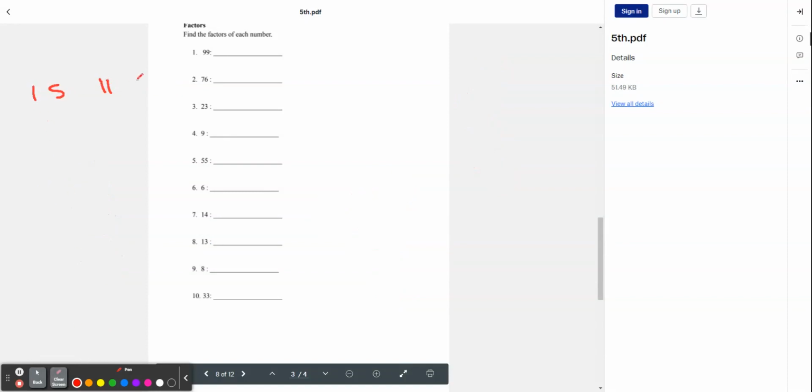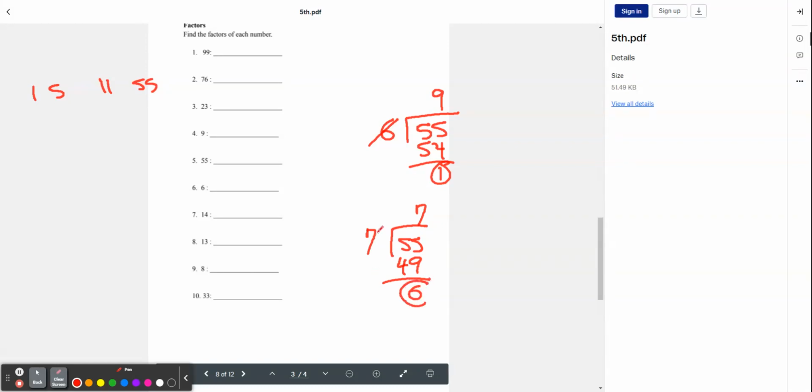So now, let's try 6. 6 doesn't go into 5, but 6 goes into 55 9 times, and we get a remainder of 1. 6 is not a factor. Let's try 7. 7 goes into 55 7 times. We get a remainder of 6. 7 is not a factor. Let's try 8. 8 goes into 55 6 times. We get a remainder of 7. 8 is not a factor.